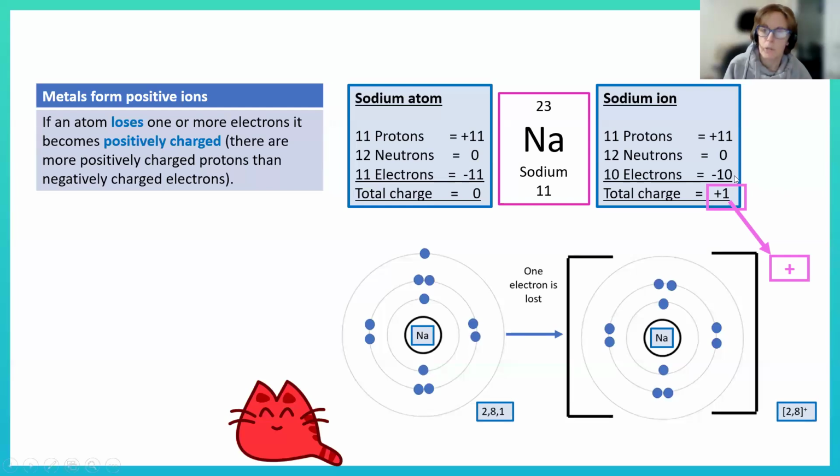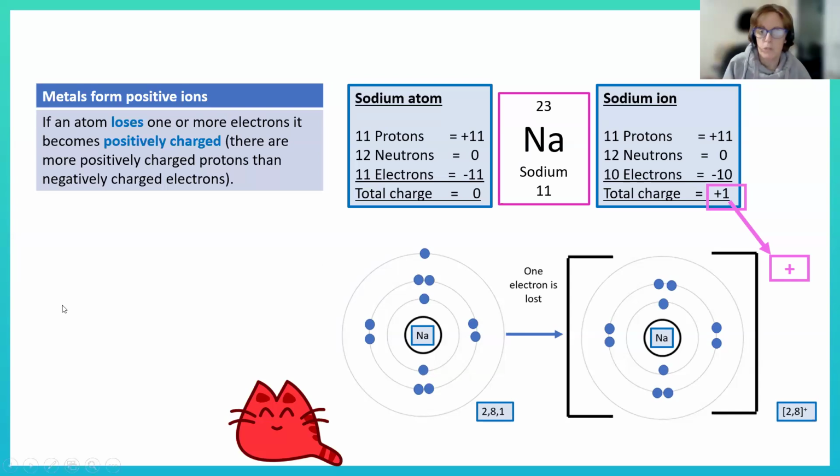So it's got 10 electrons, which are negatively charged. You can count them here. Look, 2 in the first shell, 8 in the second. And it's lost that extra one from here. And it's got 11 protons. So 10 negative charged particles and 11 positive charged particles. So an overall charge of +1. So sodium atoms can lose an electron to become a positively charged sodium ion.